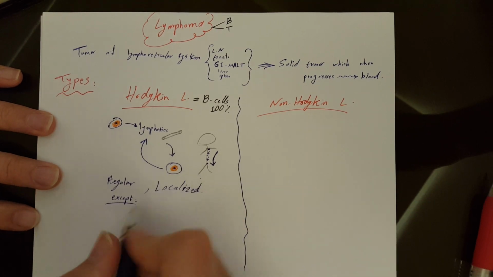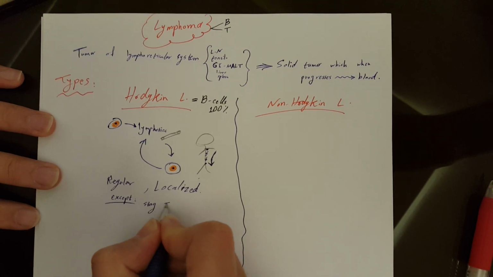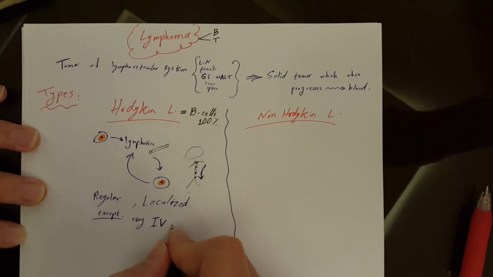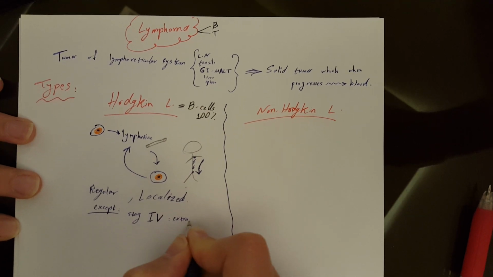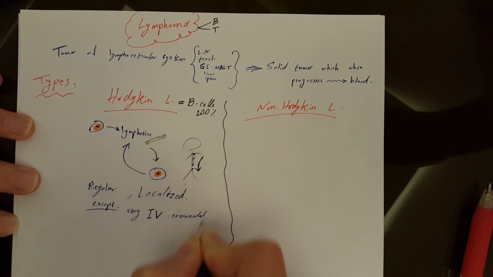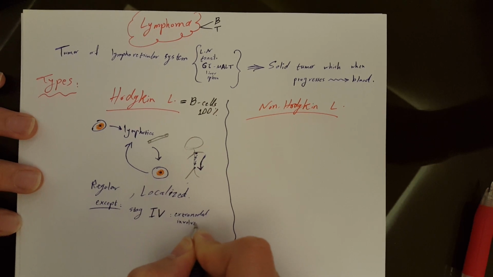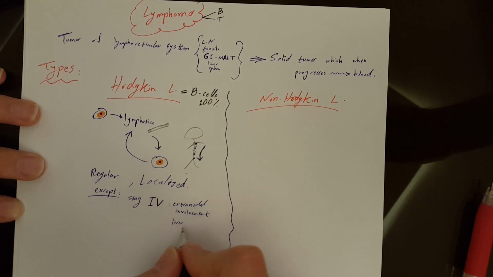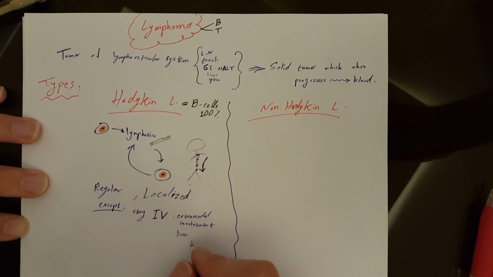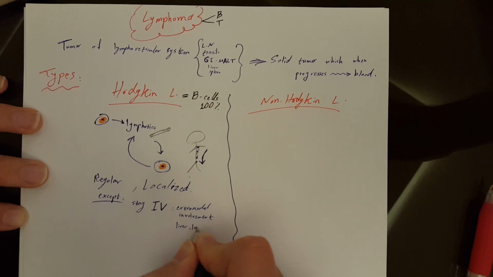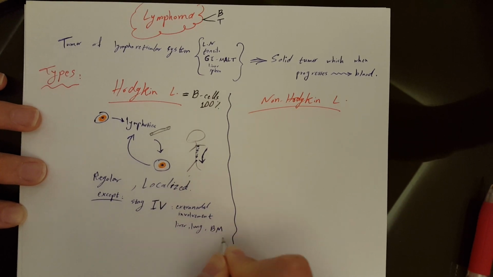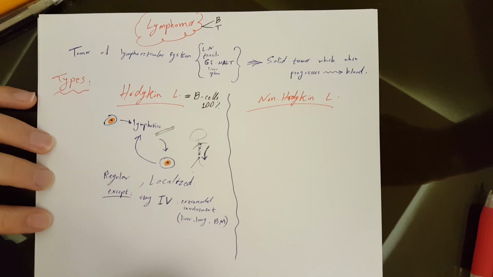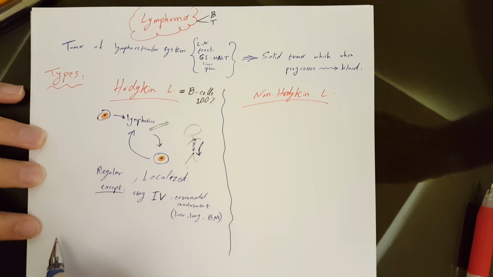Of course, this is regular and localized, except if it becomes stage 4. You know, we have staging for lymphomas. So except stage 4, which is a really advanced stage, then you will have in it extranodal involvement, all right? For example, as we said, the extramedullary: the liver, lung, and bone marrow. So this is a general idea about it.